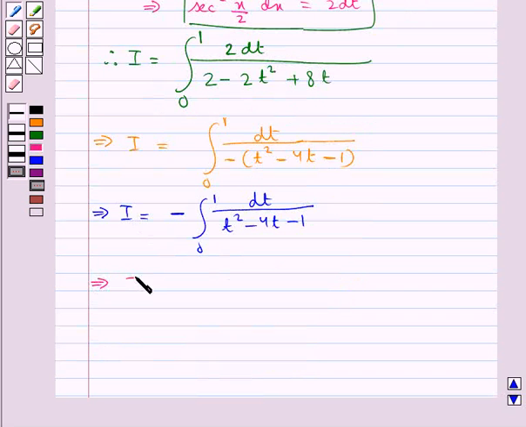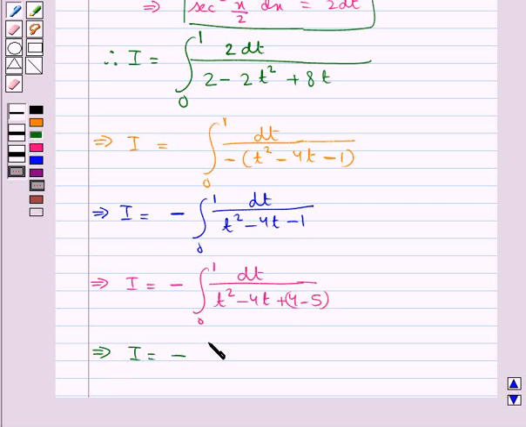This further gives us I is equal to minus integral 0 to 1 dt upon t square minus 4t, and we can write minus 1 as plus 4 minus 5. So this further gives us I equal to minus integral 0 to 1 dt upon t square minus 4t plus 4 minus 5.